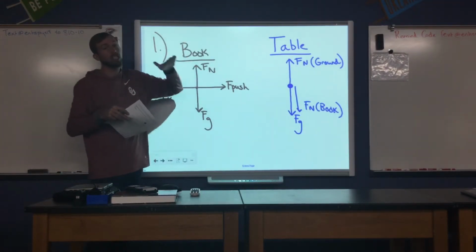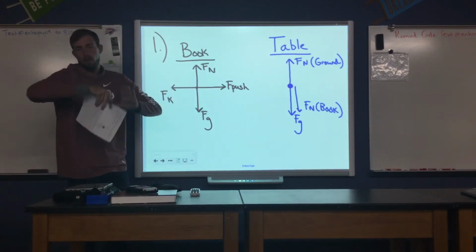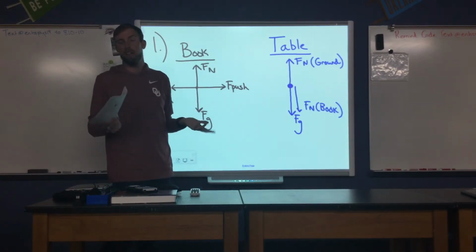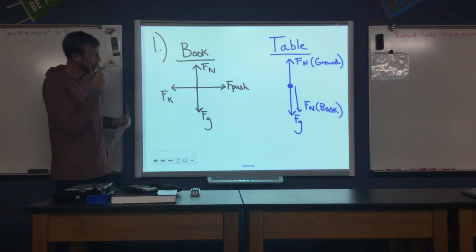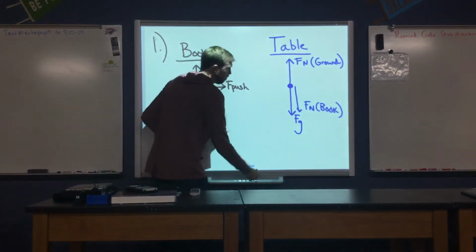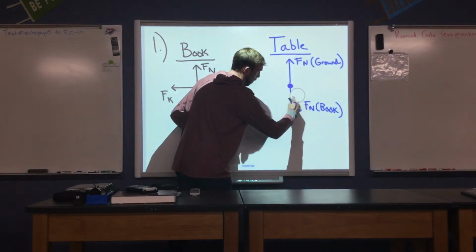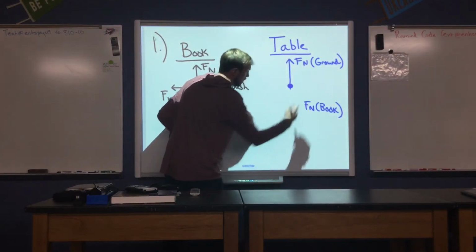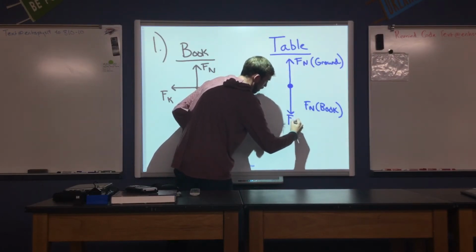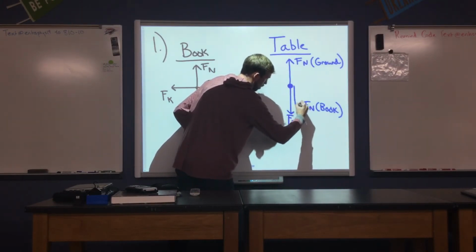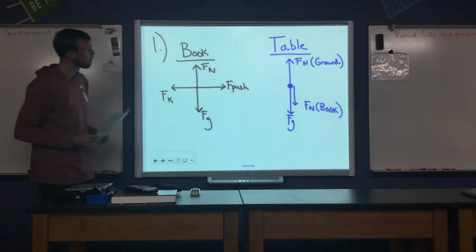Because the book is touching the table, it's going to push down on the table. Maybe not with a huge force, but it is a force that we need to represent. To be a little bit more accurate here, we probably would have something like this. The force of gravity, and then maybe the normal force, something like this.